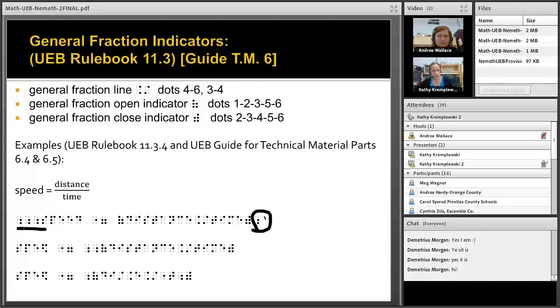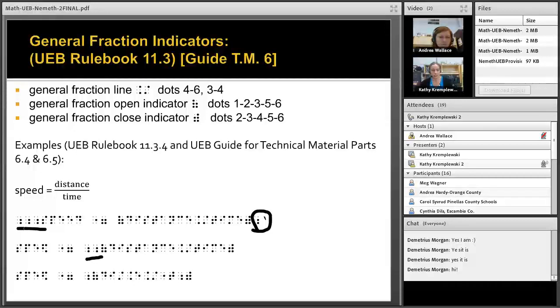But you could also write this, because we like to use the contractions, write speed contracted equals, and then do the grade 1 word indicator, because a word is simply a string of letters or symbols or both. And so the whole thing after it is considered a word. You've got open general fraction, and then you have to write out distance over time, closed fraction.